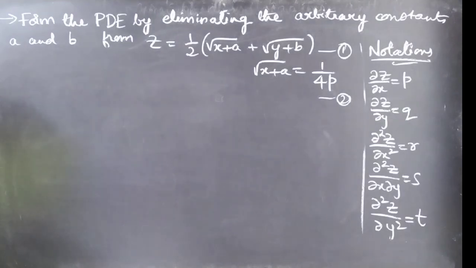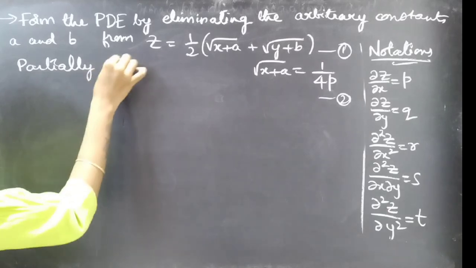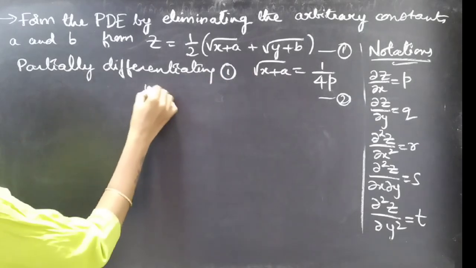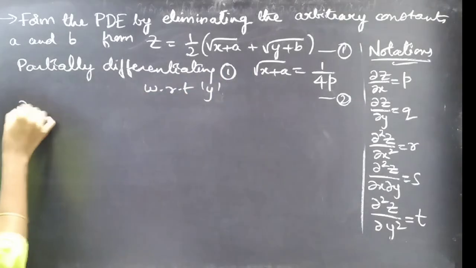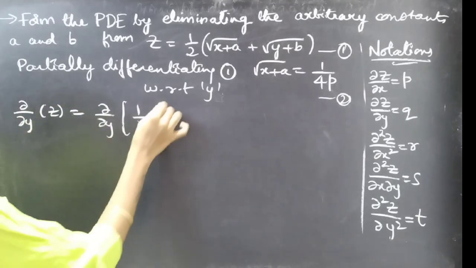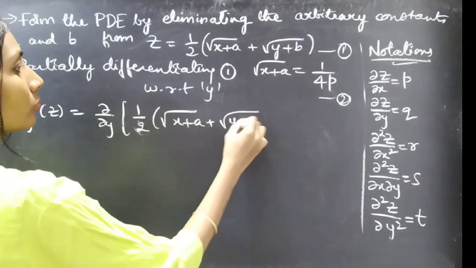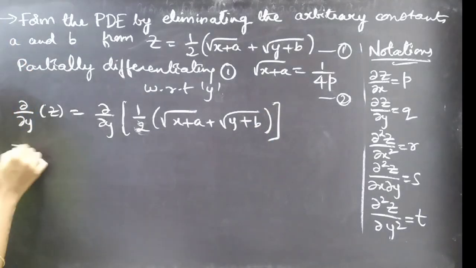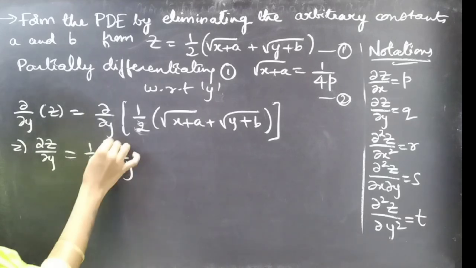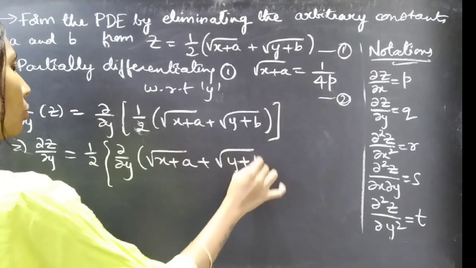Now partially differentiate 1 with respect to y. Apply dou by dou y on both sides of 1. This gives us dou z by dou y equal to 1 by 2 into partial derivative of square root of x plus a plus square root of y plus b.